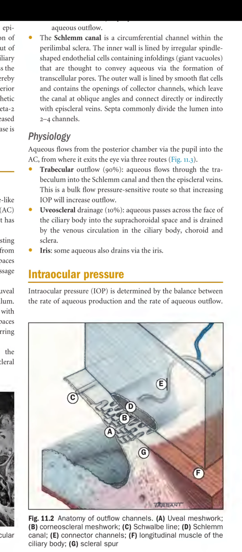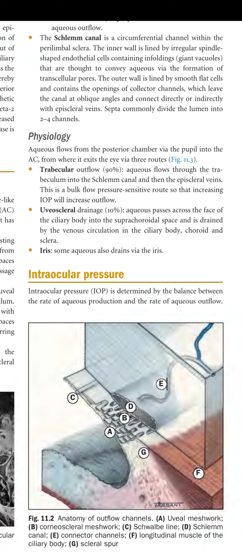Physiology. Aqueous flows from the posterior chamber via pupil to the AC, where it exits the eye via 3 routes. Trabecular outflow, 90%: aqueous flows through the trabeculum into the Schlemm canal and then episcleral vein. It is a bulk flow pressure sensitive route, so that increasing IOP will increase outflow.